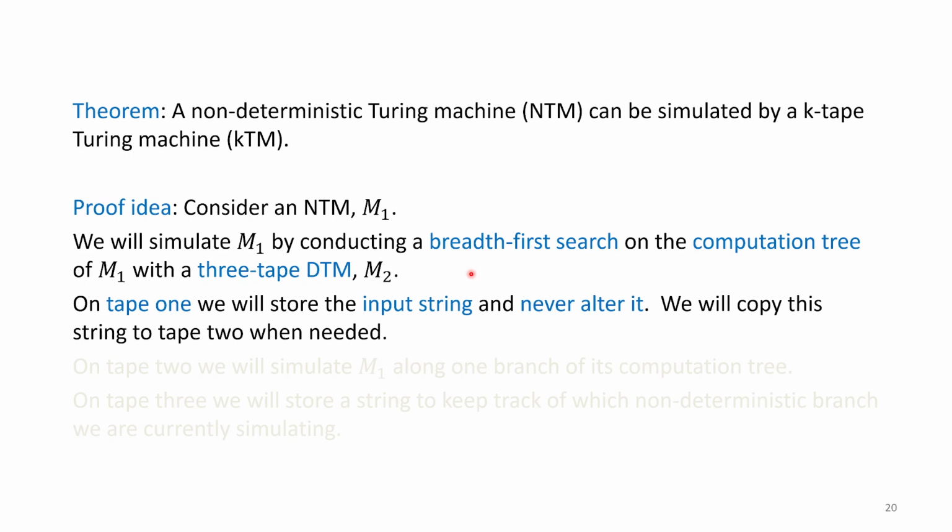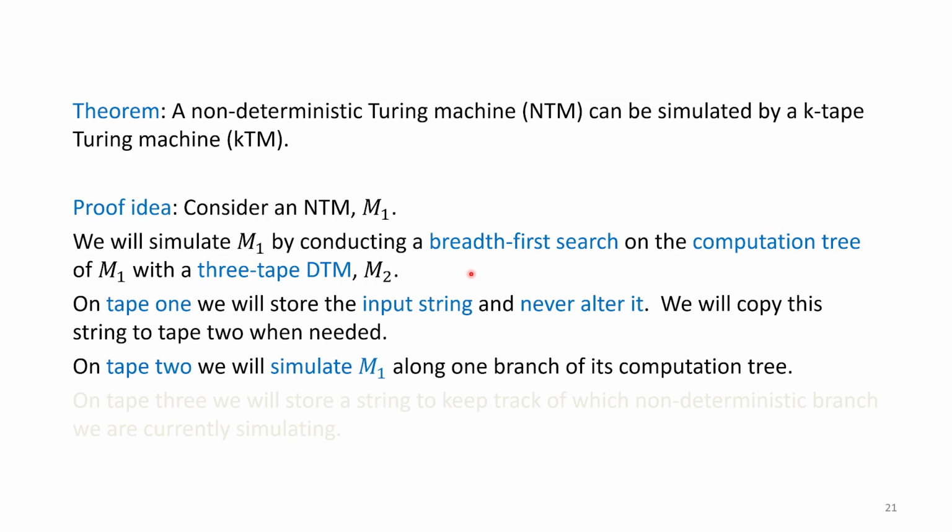What we're going to do instead is we're going to copy this string to tape 2 whenever we need to, including right away. The very first thing we're going to do is copy it to tape 2. Tape 2 is going to be our simulation tape. So this is where we're going to actually be carrying out computations as we go. Okay, this is going to be like our main tape, as though we had a single tape Turing machine.